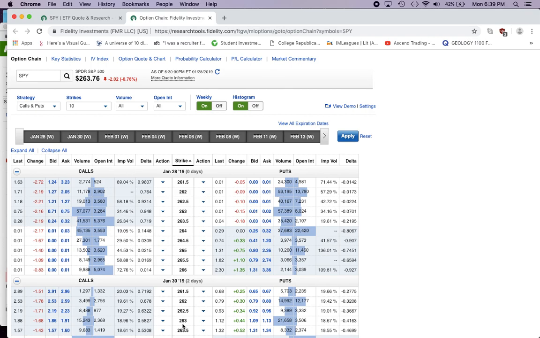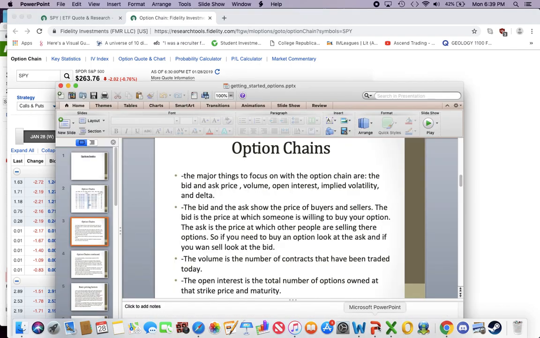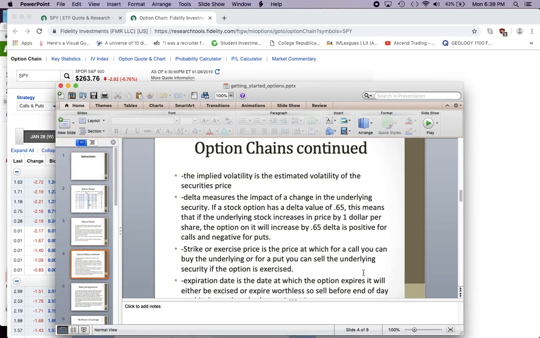Then you have the implied volatility, which is the amount of volatility that is implied by the options, what you're expected to have. It's one of the pricing mechanisms that is used in options, estimating the volatility of the security price. Okay, yeah, that's a lot better way of saying it.